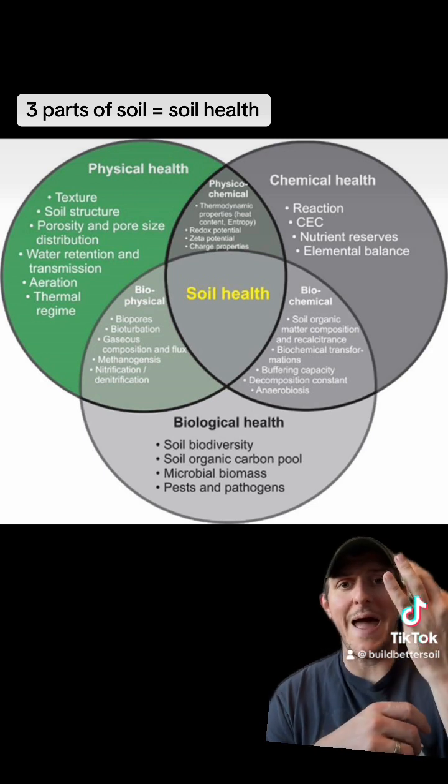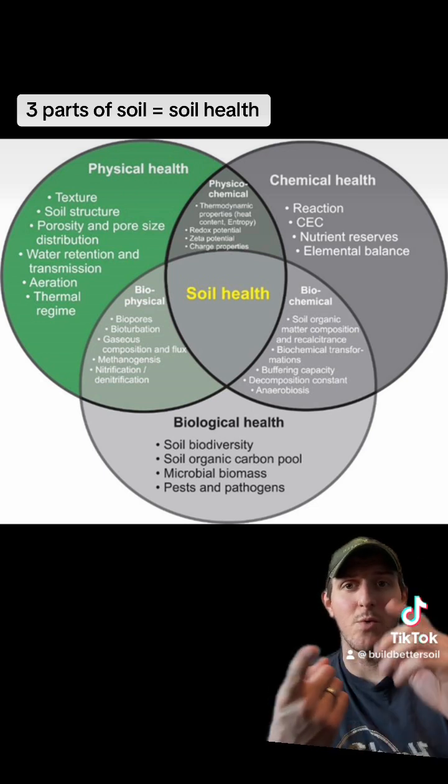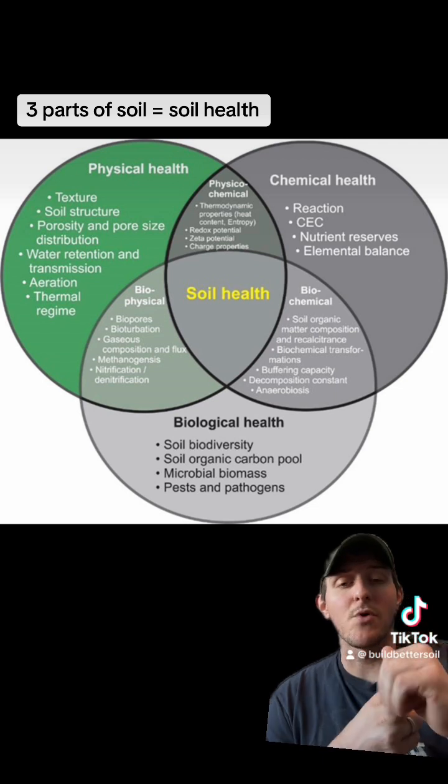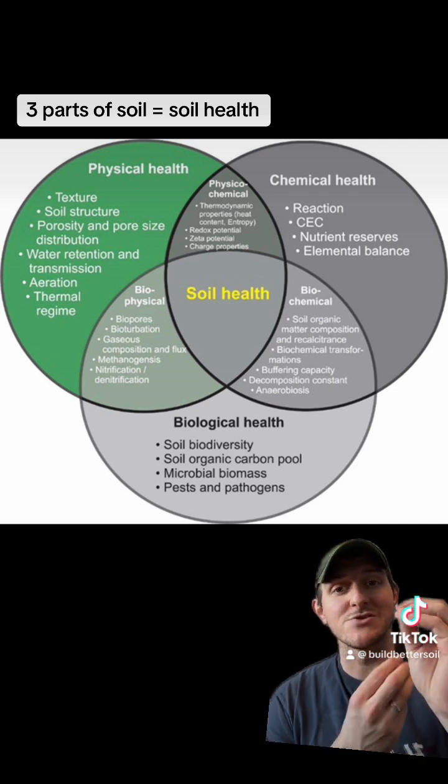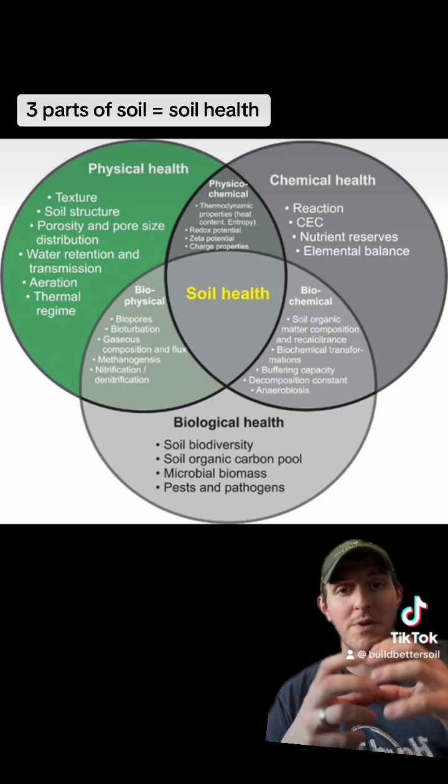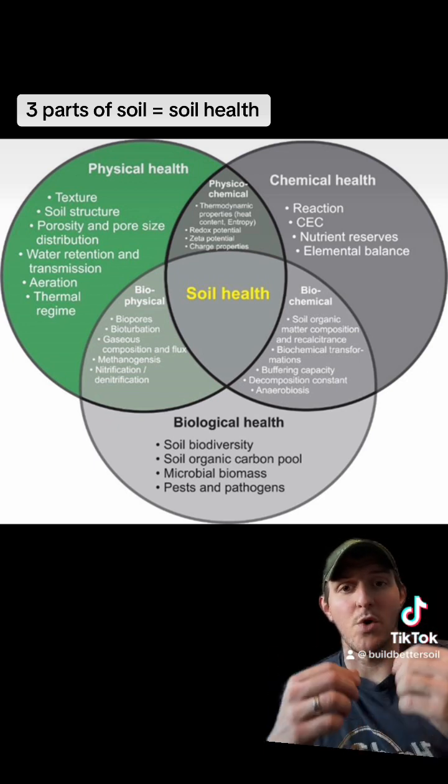But the three aspects of soil: physical health or physical structure, chemical health or chemical structure, and then biological health. And of course, biological structure being it with the glomalin and other root exudations that work as those biotic glues to hold soil together.